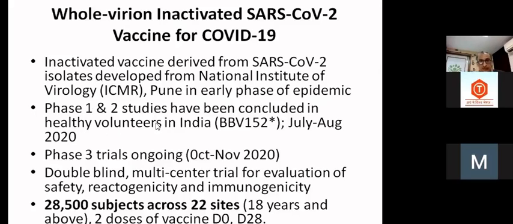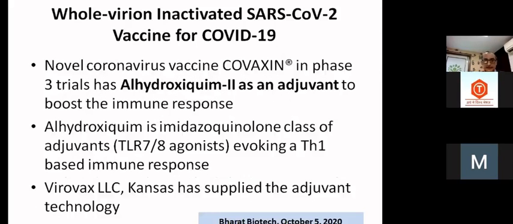Phase 1 and 2 trials have been completed. Phase 3 trials have already been completed with 22,000 odd individuals all over India in different centers. Instead of 28,000, just about 22,000, because they felt that at that particular juncture they were going to get the approval. So this was a double-blind, multicentric trial. But as of now, they have evaluated just the reactogenicity and the immunogenicity. We don't have the data about the efficacy of the Bharat Biotech vaccine as of now.